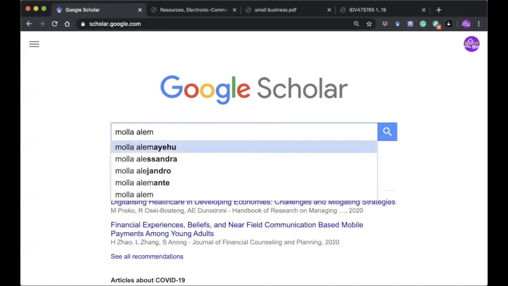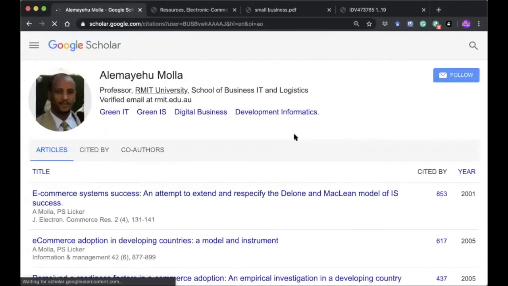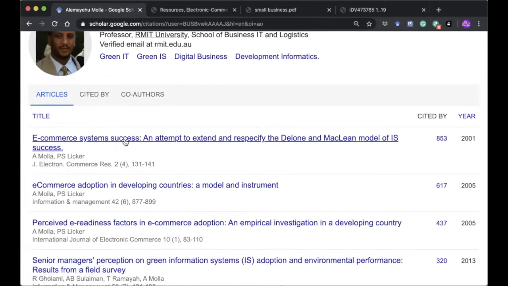Alemayehu Mula, he's one of my PhD supervisors. And by the way, we have a new book that has been published and some new papers. By God's grace, in our department almost every PhD student is publishing every 2 months. So you can see some of them there. So Mula was my supervisor. Look at it: e-commerce system success, an attempt to extend and re-specify the DeLone and McLean model.